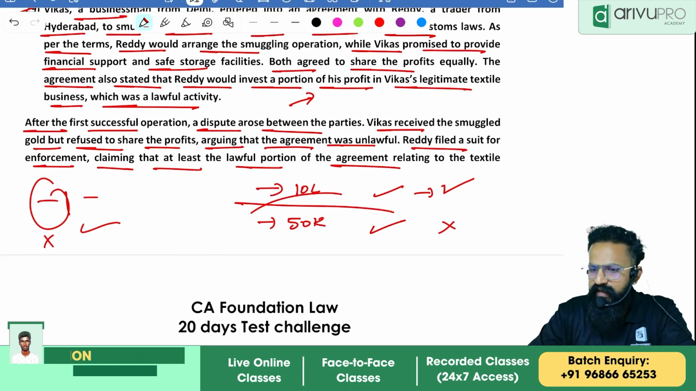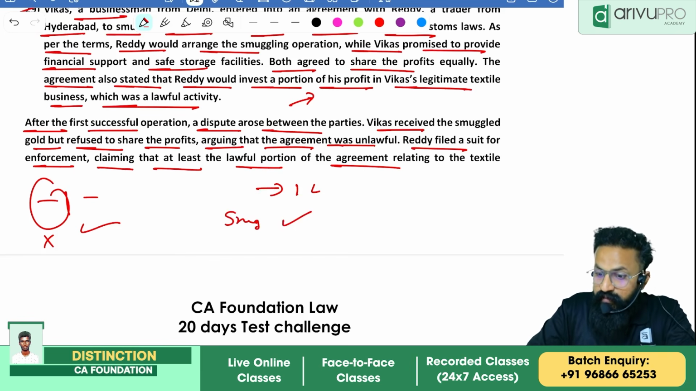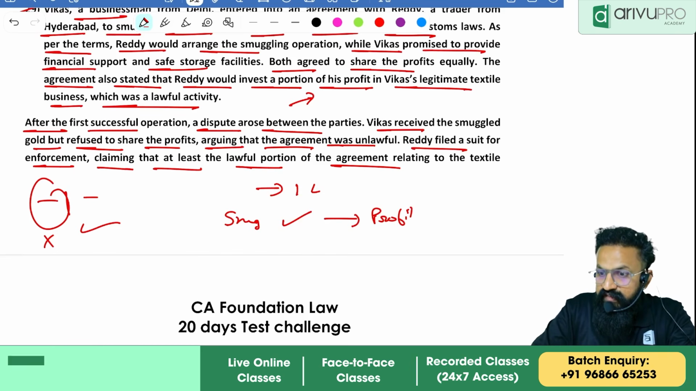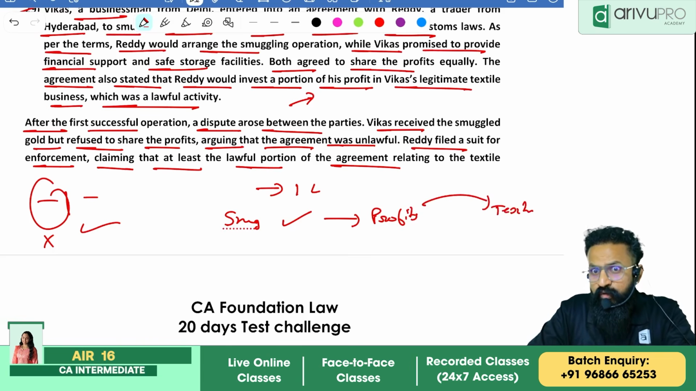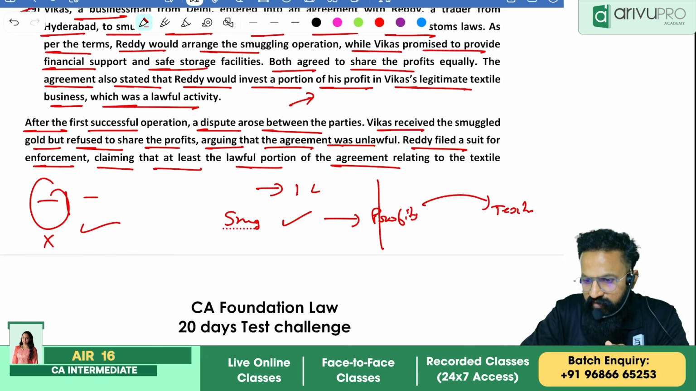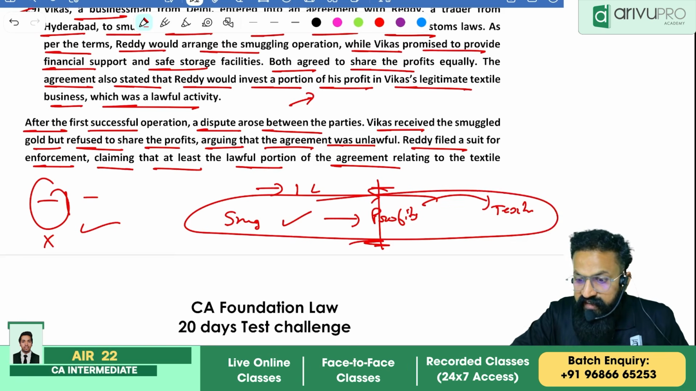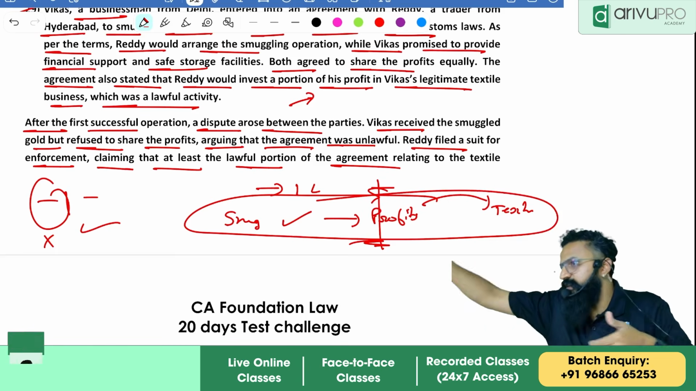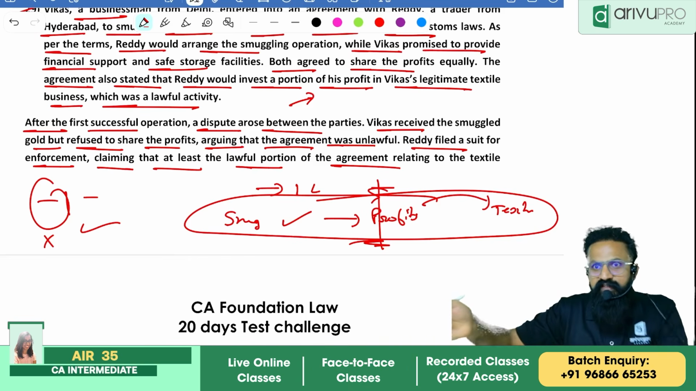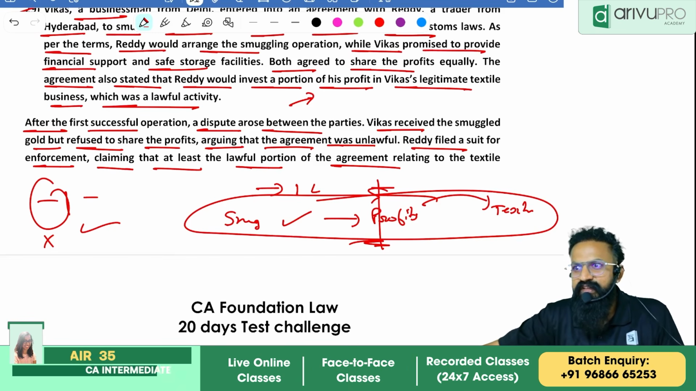Now in this case, what has happened? First you need to do smuggling. That's the primary activity. From this, whatever profits you derive will be invested into the textile business, which is legal. Now you tell me, how can I separate this? First of all, I need to get profits, and the profits are unlawful. Because of that, this is not a separable contract. It is an inseparable contract, because I need to make profits to invest them in the textile business. If I take away the profits, which are unlawful here, then how will I make profit to invest in the textile business?